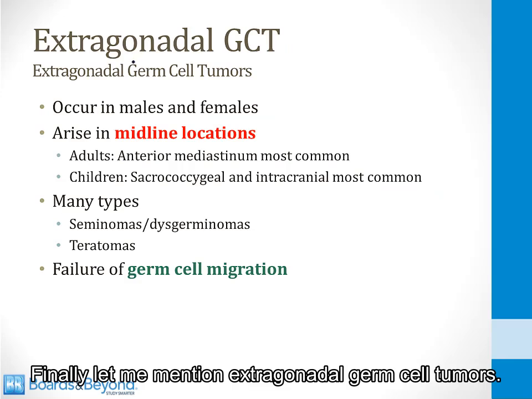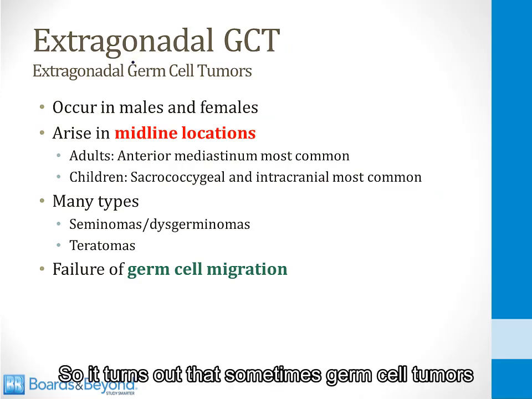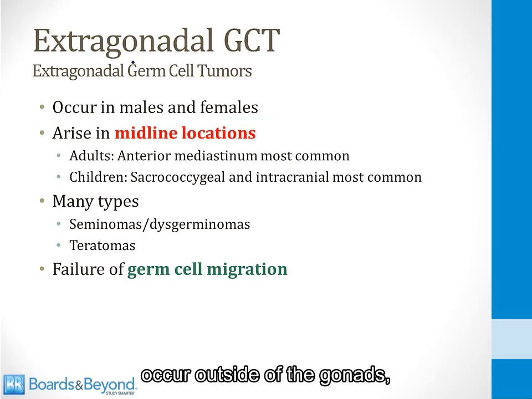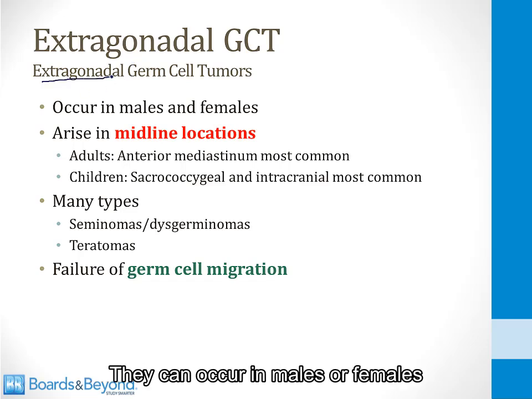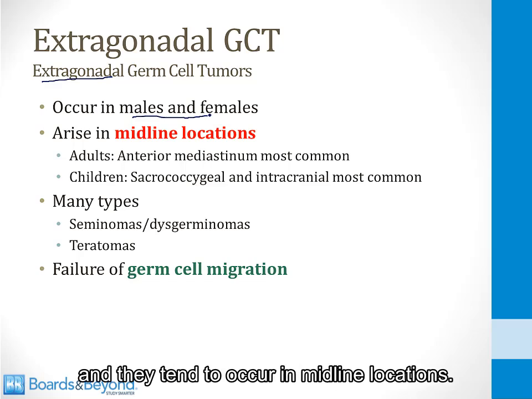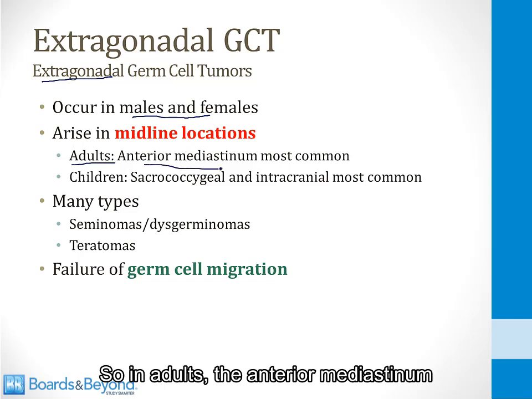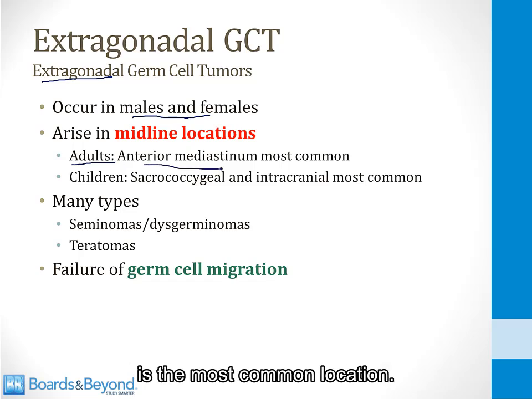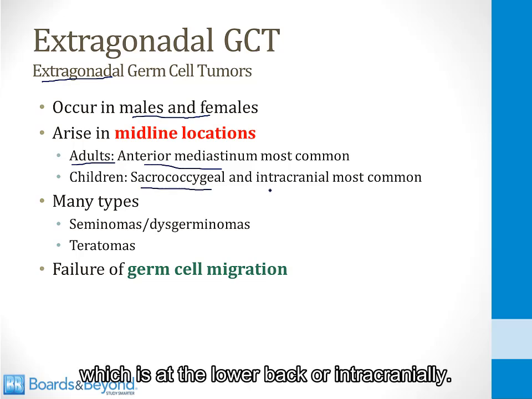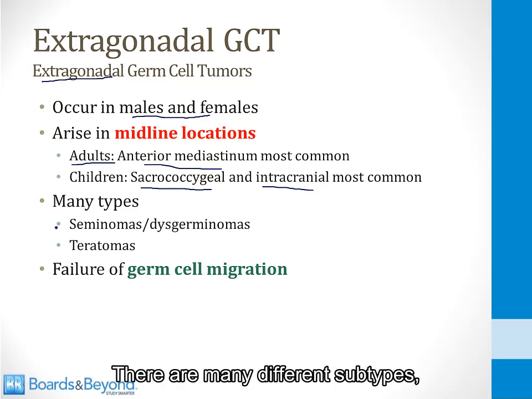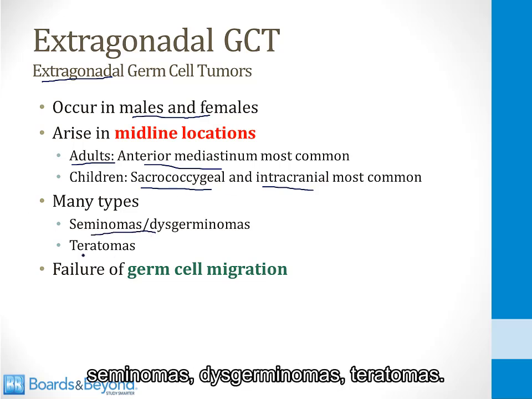Finally, let me mention extragonadal germ cell tumors. So it turns out that sometimes germ cell tumors occur outside of the gonads, meaning outside of the testes or ovaries. These are called extragonadal. They can occur in males or females, and they tend to occur in midline locations. So in adults, the anterior mediastinum is the most common location. In children, they occur in the sacrococcygeal area, which is at the lower back, or intracranially. There are many different subtypes, seminomas, dysgerminomas, teratomas.